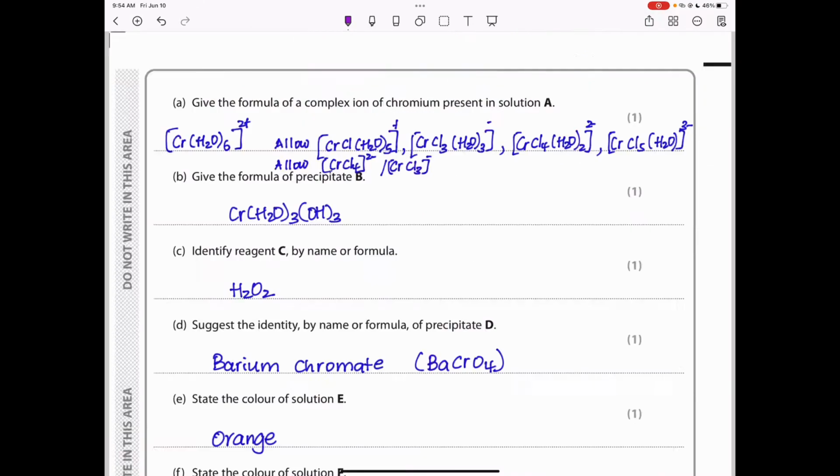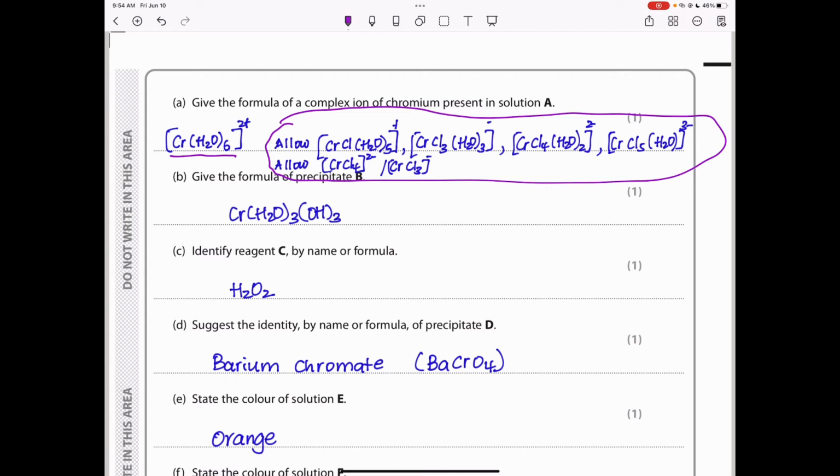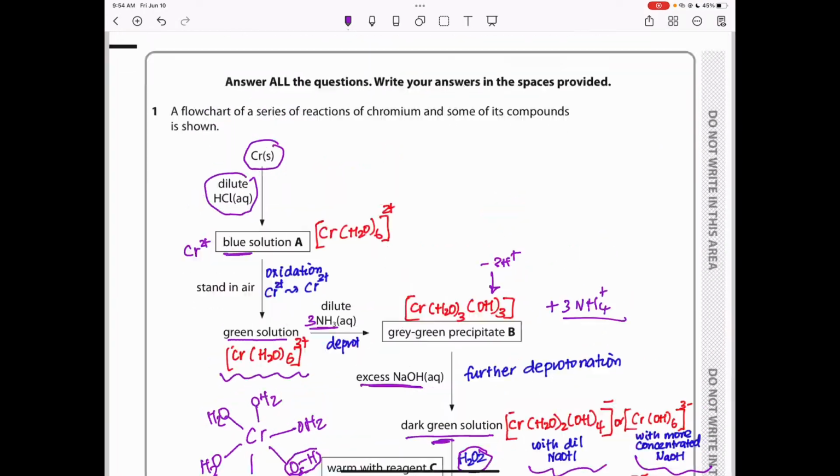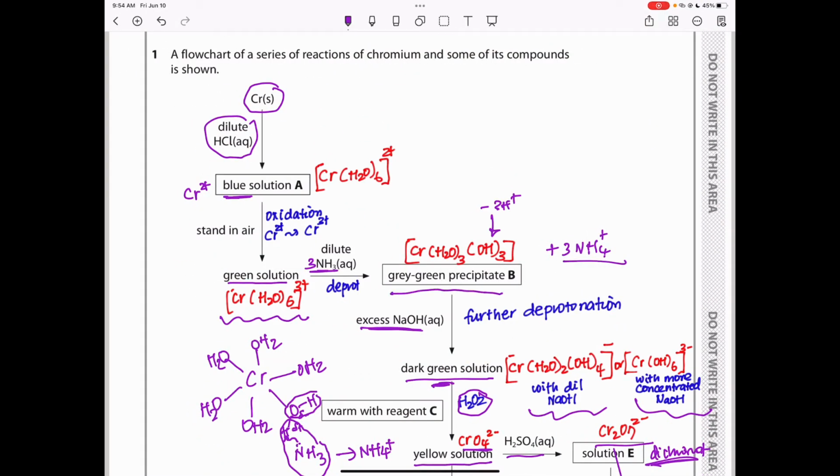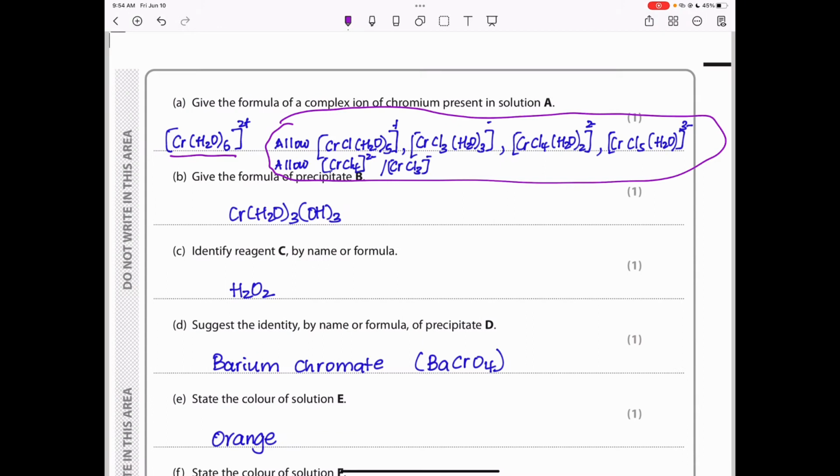However, let's go on to answer some questions that follow. They say, give the formula of the complex ion of chromium present in A. I could say this is it, but they allow all these others because there are various possibilities. But for me, it's going to be hexa-aqua chromium 2+, because A was blue in colour. The next part says, give the formula of the precipitate B. Again, let's go back a bit. Precipitate B, where is it? Here. After deprotonation, it's going to be Cr(H2O)3(OH)3, with 3 water ligands and 3 hydroxide ligands, correct?